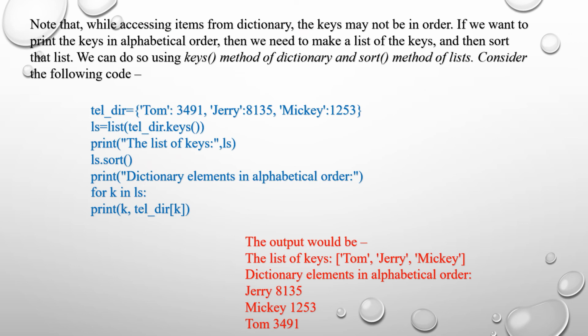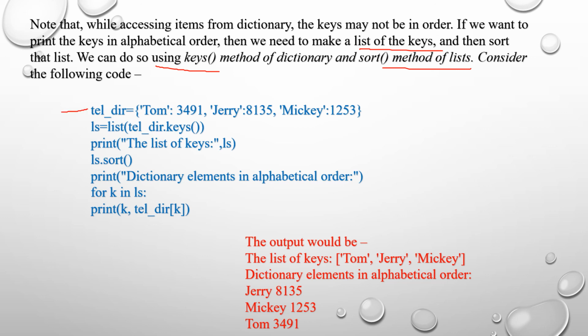Note that while accessing items from the dictionary, the keys may not be in order. If you want to print the keys in alphabetical order, then we need to make a list of the keys and then sort the list. We can do this using the keys method of the dictionary and the sort method of the list. So let's consider the following code.